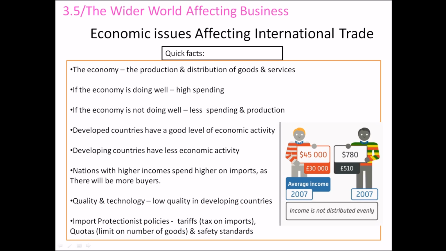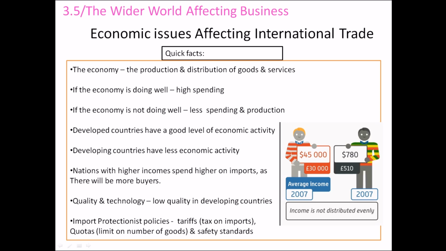So there's a little picture on the right hand side there, and this is in 2007. So the average salary or average income an American citizen got was £30,000. Okay. Now the average Ethiopian income was £510. That is insane. So that is a massive difference there. And obviously, nations with higher incomes, like America, means that businesses will spend more on imports because people have got a lot more money to spend on stuff.